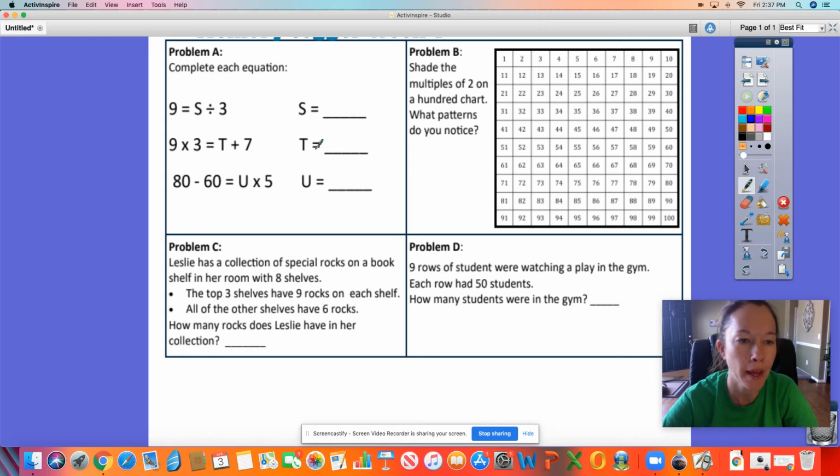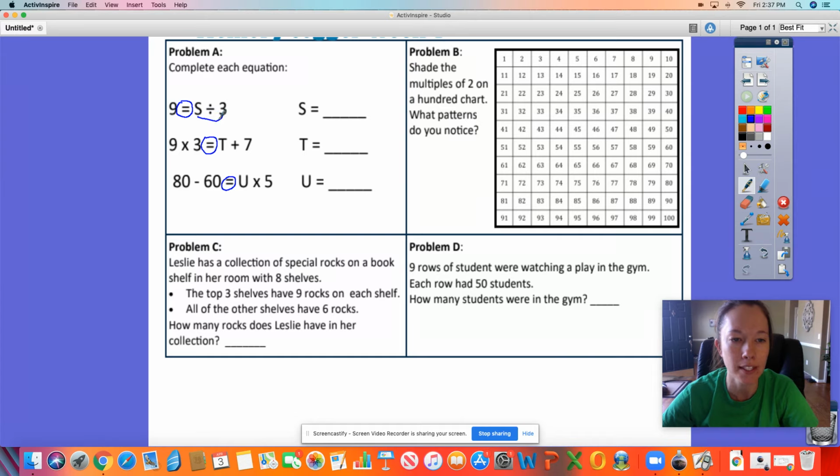So for problem A, you had three different equations to solve. And solving these equations, the one thing you need to keep in mind is that the equal sign in all of these equations does not mean the answer. The equal sign means the same as. So 9 is the same as what number divided by 3?